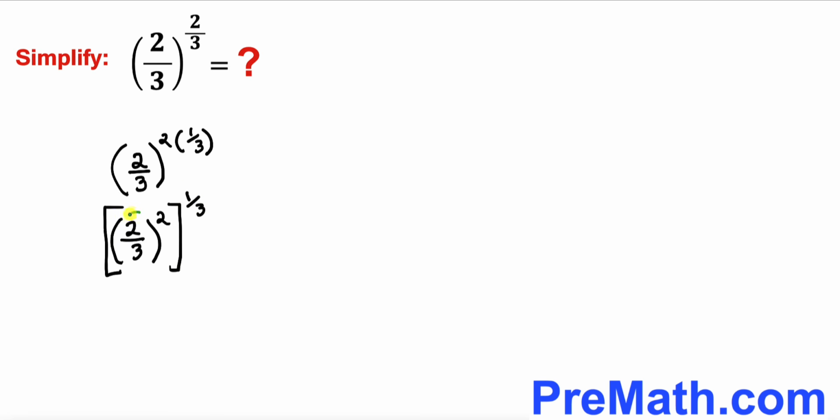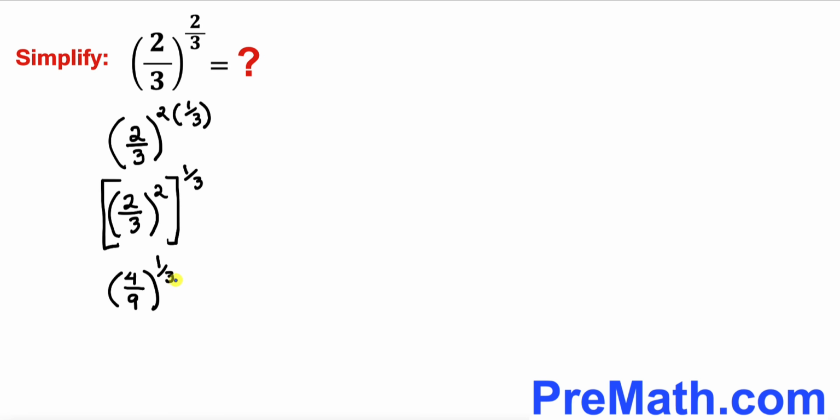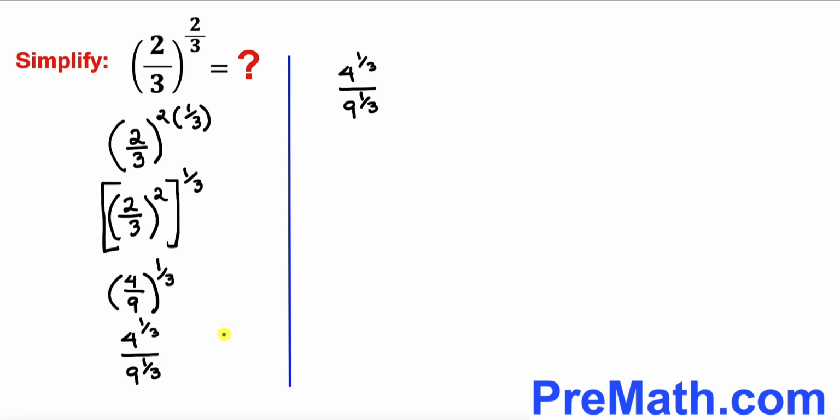And now we can see 2 squared is going to give us 4, and at the very same time 3 squared is going to give us 9. And now we are going to split these up. So therefore we can write this thing as 4 to the power 1/3 divided by 9 to the power 1/3. And in this next step, I have copied down this whole expression right up here since we are running out of space.